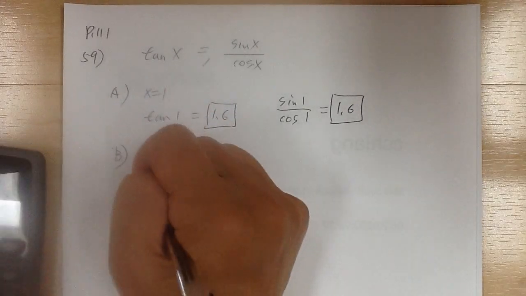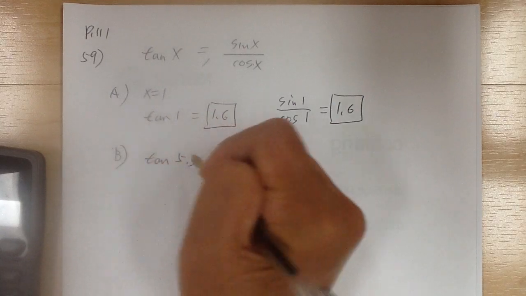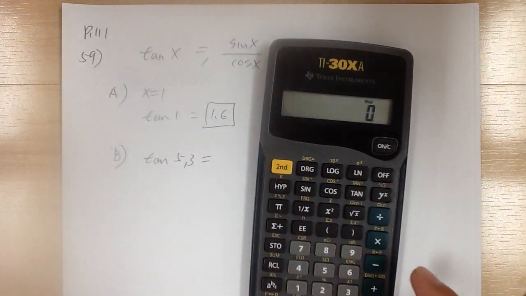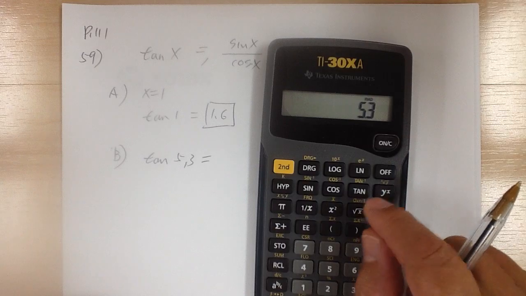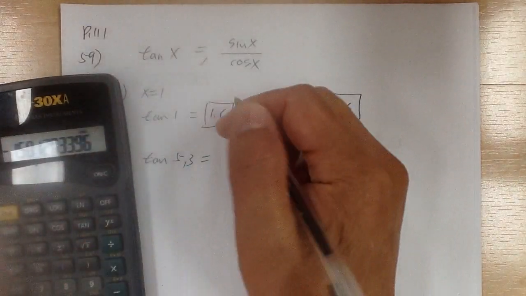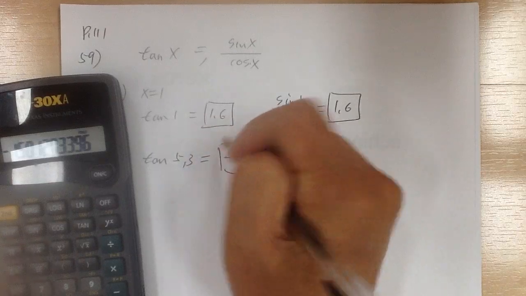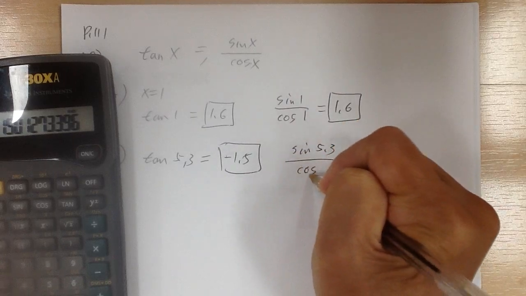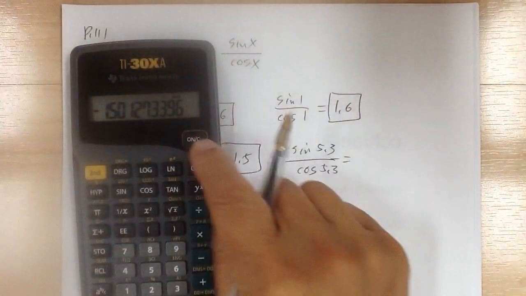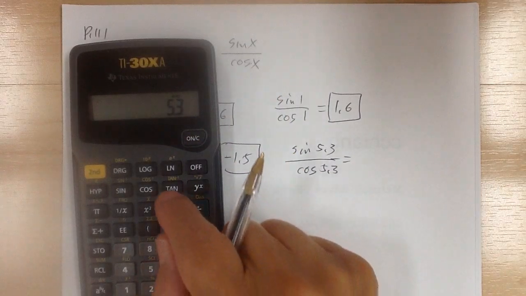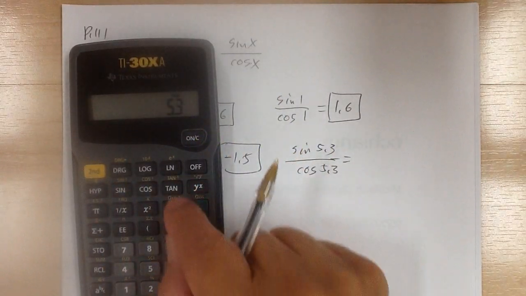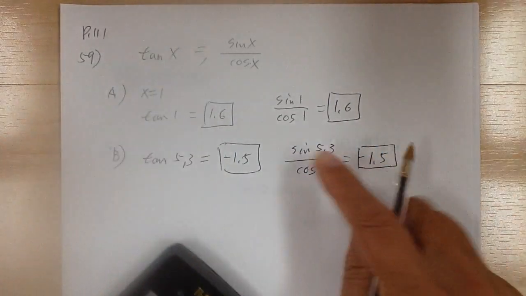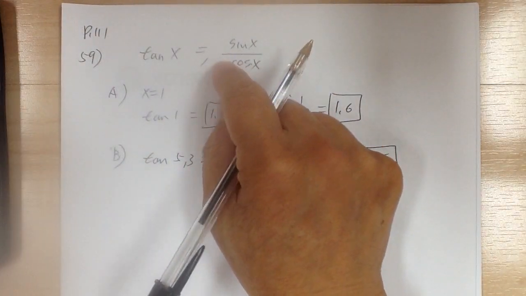And you do the same thing for B. Okay, so tangent of 5.3 radian equals, so 5.3 radian tangent of that equals negative 1.5, and then you have the sine of 5.3 over cosine of 5.3. As you can see, equal to negative 1.5, right? So again, this is just to prove this identity, okay? And let's go to C.